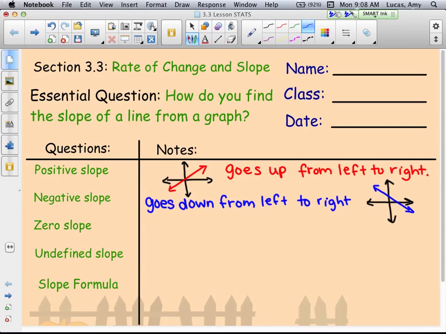A zero slope. A zero slope would represent when there is no slope at all. So a zero slope is going to be a horizontal line. All horizontal lines have slopes of 0.